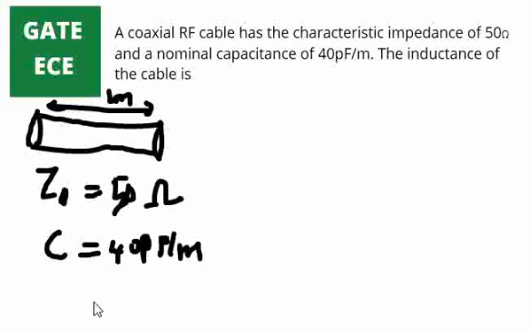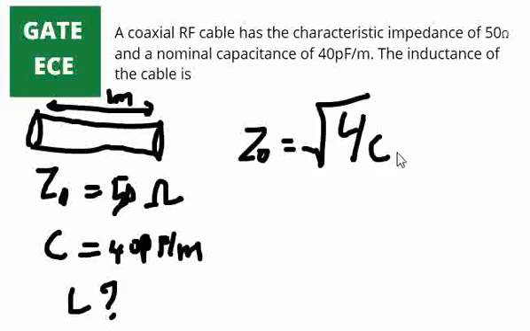Okay, now what is asked is what is the inductance of the cable. So basically inductance also we will get per meter, considering that we are taking the capacitance per meter, right? Now the characteristic impedance of a particular medium is calculated by using the square root of L by C, right? So now we have Z naught here, which is 50 ohms, and then we have the capacitance.